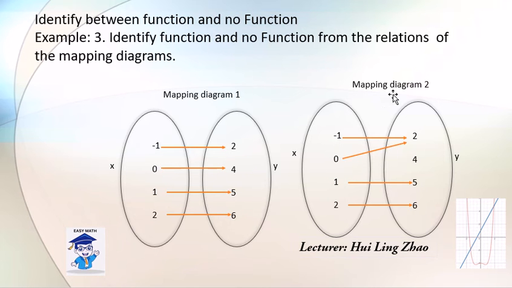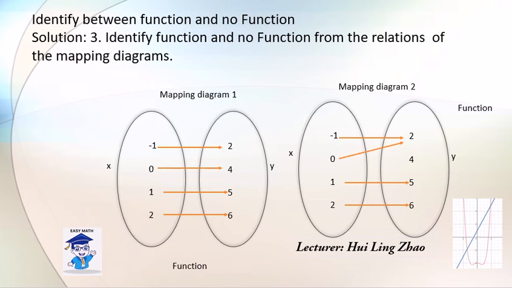And the mapping diagram on the left side is -1, 0, 1, 2. But the y is 2 when x is -1, x is 0 to 2 again, when x is 1, the y is 5, and when x is 2, y is 6. So we can see the result. For the function, mapping diagram 1 is a function.